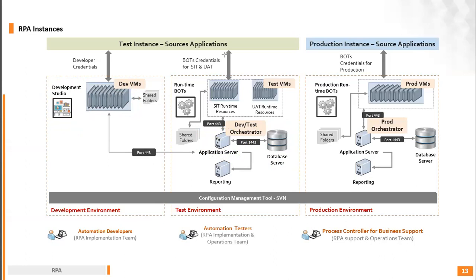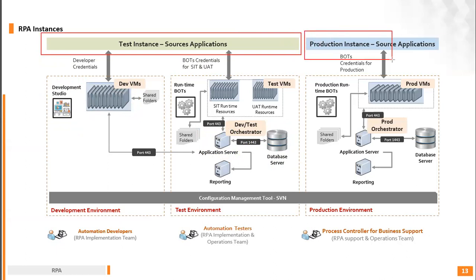Whatever development we do will be in a separate instance, and production will be a separate instance. What is an instance? An environment. So the environment of development will be different, and the environment of production will be different. So whatever I have done in development, I will not do the production run there. That's compliance, that's integrity.